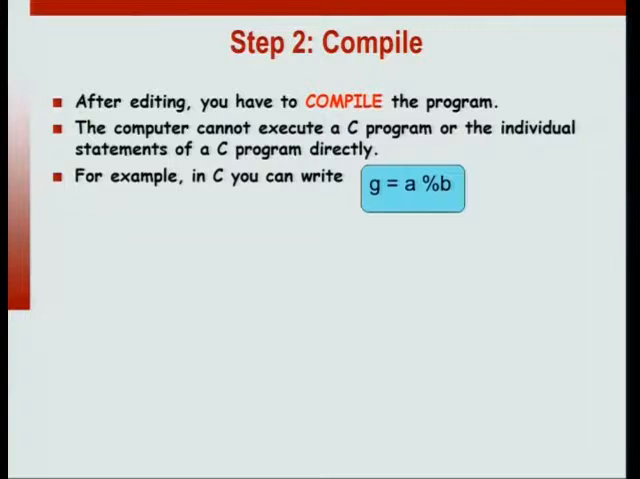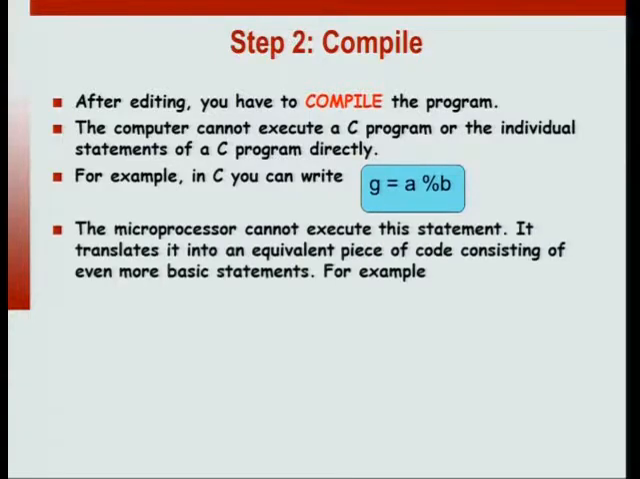For example, let's say that in C you can write G = A%B. The percentage operation stands for modulo. So this statement says that you take A modulo B and assign it to the variable G. Now, the microprocessor in the computer cannot execute this statement because it does not understand the C programming language.